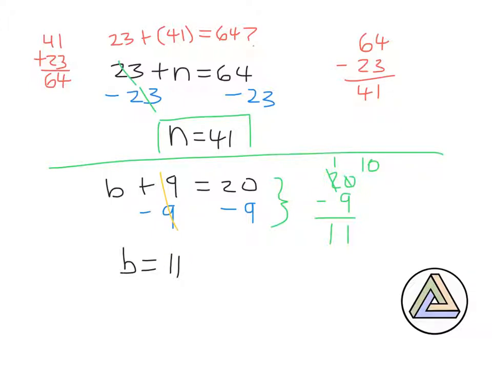So we have b equals 11. So in red, we're going to check. Instead of writing b plus 9, I'm going to write 11 plus 9 equals 20. And then I ask myself, well, is that true?